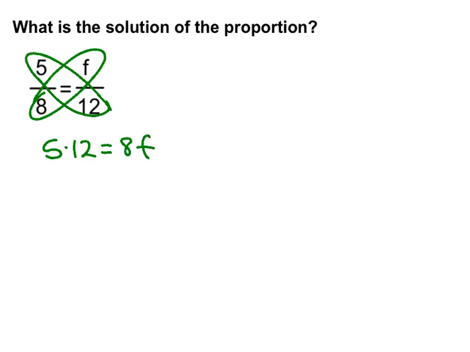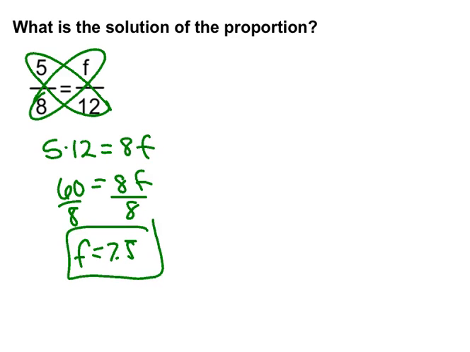Now we start to simplify this. What is 5 times 12? That gives us 60. 60 equals 8f. Divide both sides by 8, and we get f equals 7.5. Sometimes when you have a proportion that you solve, you could have a variable multiple times. Remember that we can have quadratics and we can solve things like that. We want to use the quadratic formula or factoring to help solve for that purpose.